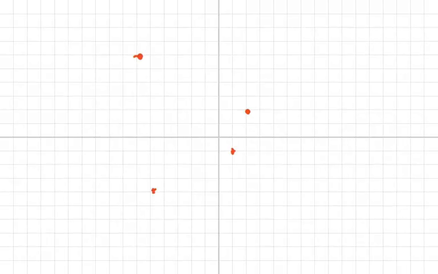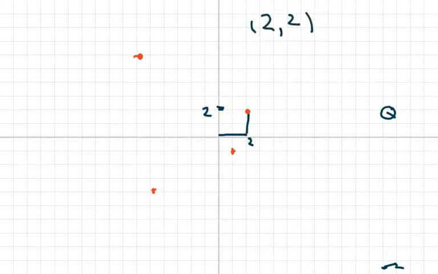Now you're given a graph, and you have to write down the ordered pairs. So I'm going to go ahead and start in quadrant 1, which is here, and go all the way around. So this point here, we're going over 2, up 2. Sorry, this pen's not working. X is 2, Y is 2.